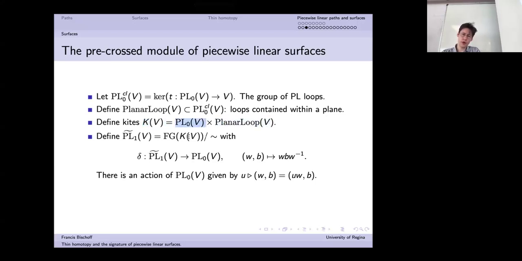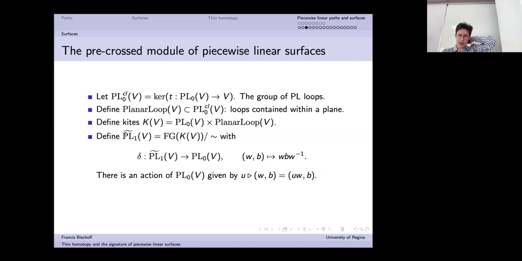I'm going to take a free group generated by these kites, and I'm going to impose an equivalence relation that I'll explain in a minute. So K of V is a subgroup of PL0 cross PL0? It's not a group, because if you have two loops that are contained in a plane and you concatenate them, take their product, they're not necessarily contained in a plane anymore. So you just take a free group, and then you have to take a quotient.